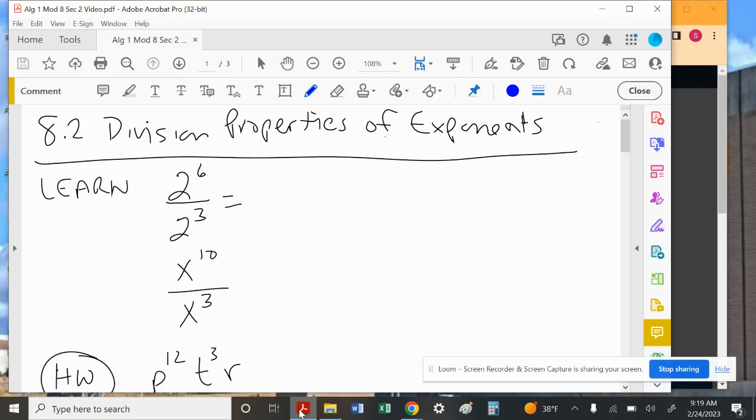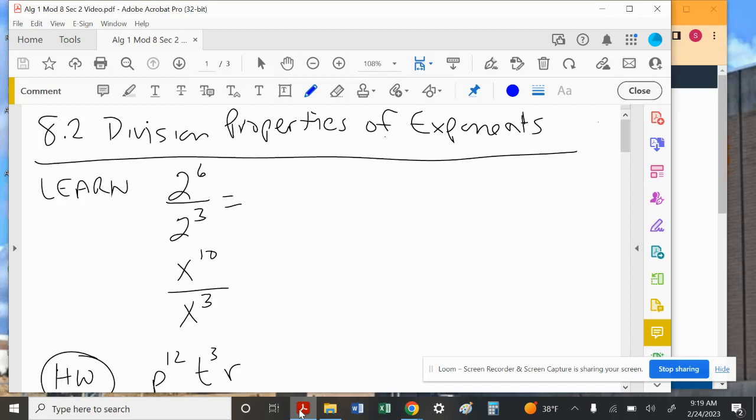Let's move into 8.2, and we're going to start looking at division properties of exponents, which is very similar to the multiplication part. So just as a quick review, if I do 2 to the third times 2 to the fourth, when we're multiplying and we have the same base, remember these are the bases, these are the powers, that we have 2 to the 3 plus 4. We add those together, which is 2 to the 7th.